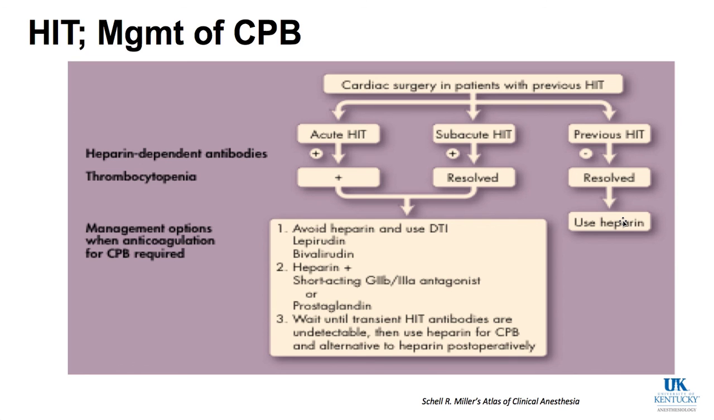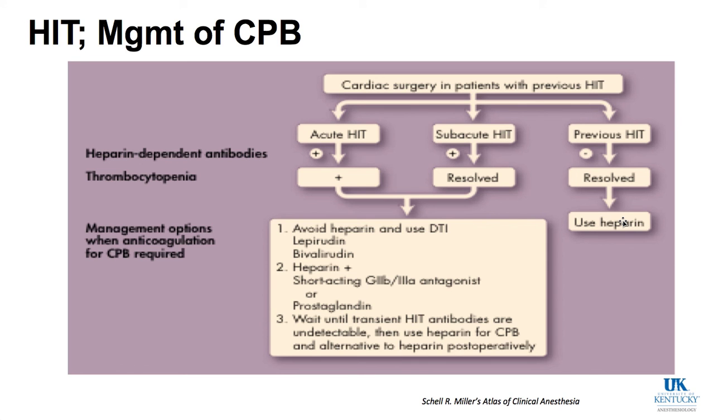Now, if it's subacute HIT or acute HIT, where they have the antibodies, plus or minus thrombocytopenia, there are many other options for anticoagulating patients. We're going to avoid heparin, often use a direct thrombin inhibitor rather than the indirect thrombin inhibitor, heparin, which has to work through antithrombin III. And the direct thrombin inhibitors are drugs like bivalirudin, argatroban, lepirudin.